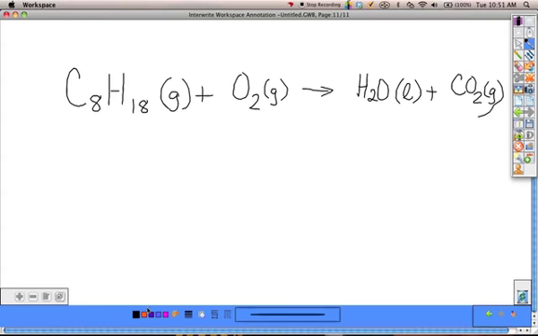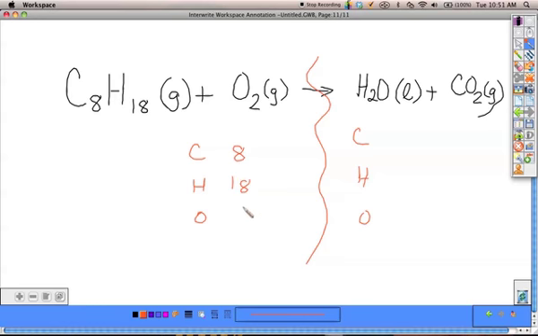Okay, we'll set up our counting like we did yesterday. So here are my two sides. I've got carbon, hydrogen, and oxygen on both sides. Carbon on my reactant side, shout out how many there are. 8. Excellent. Hydrogen? 18. Oxygen? 2. Okay, product side. Carbon? 1. Hydrogen? 2. Oxygen? 3.